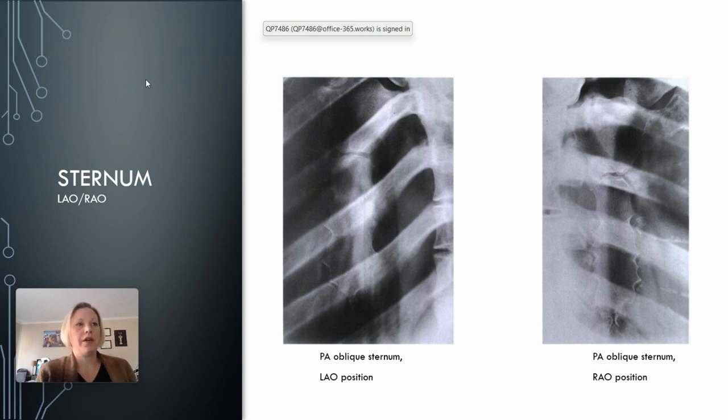All right, here we have an example of the PA oblique sternum, the LAO position on the left image here. And on the right image, we have a PA oblique sternum, RAO position. So we can see the shadow of the body. Your manubrium is up here, and your xiphoid process is down here. Same on this image, we have your manubrium up top, the body of the sternum here, and the xiphoid process here.